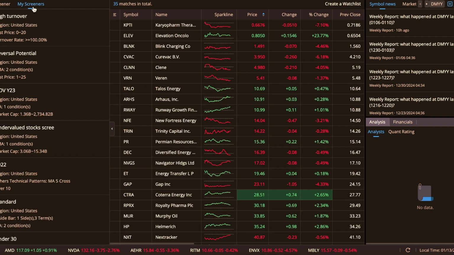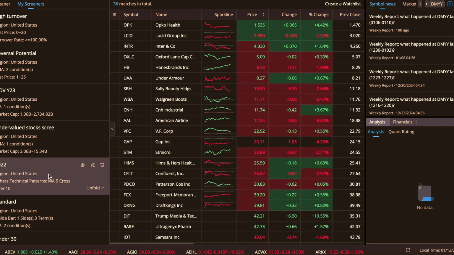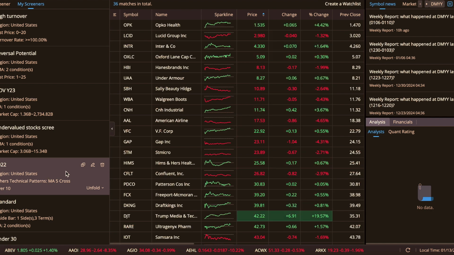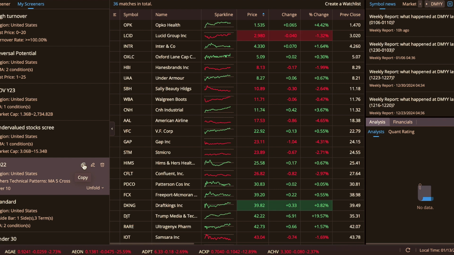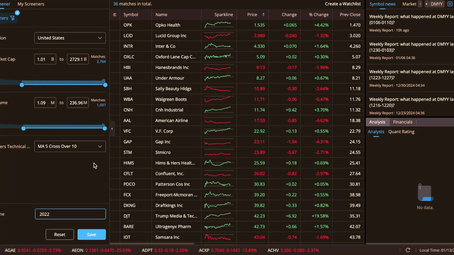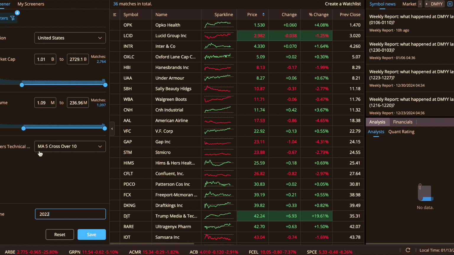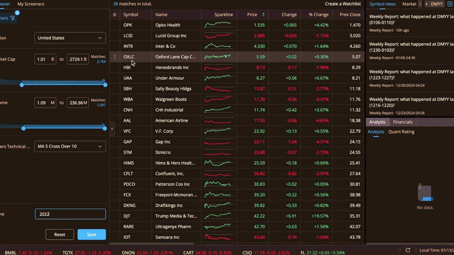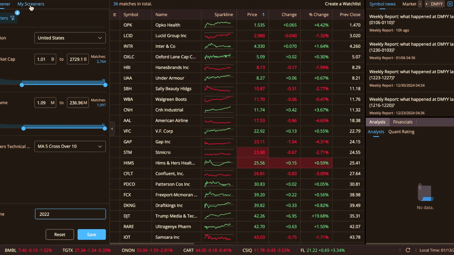Now, you do have the opportunity to save screeners, which is super helpful. The ones that I'm using are these 5 are the ones that I'm using right now. 2022, I actually can't remember exactly what it was that I was filtering for here. Okay, so market cap, volume, which is common for me. Okay, and the MA5 crossover the MA10. That's basically it. So very simple, but not a ton of results there. 36, so that's pretty solid.